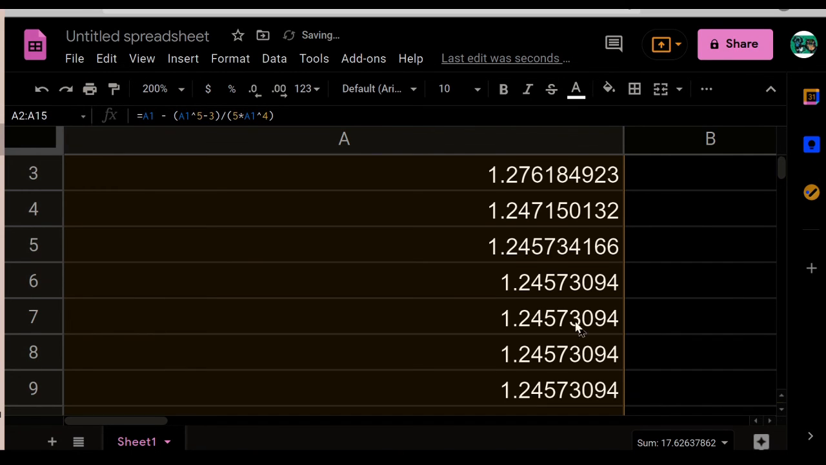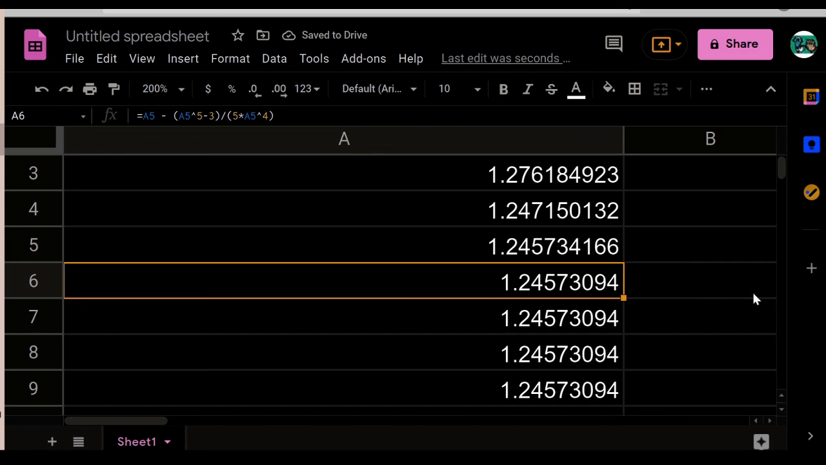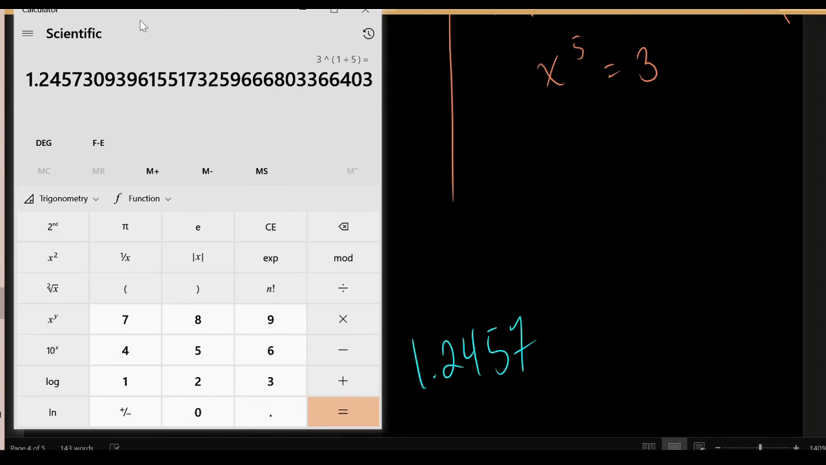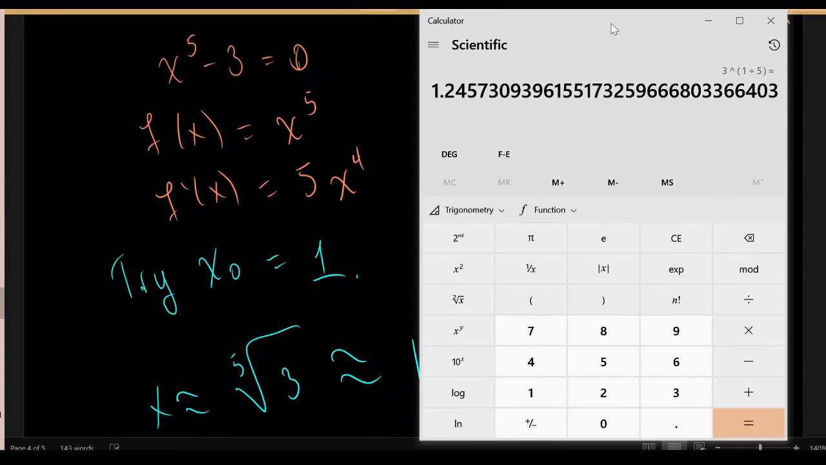And it looks like we stabilize at a value of around 1.2457. This is something that you can check as well. If you take 3 and raise it to the power 1 divided by 5, then you get the same result that we got via the Excel spreadsheet.